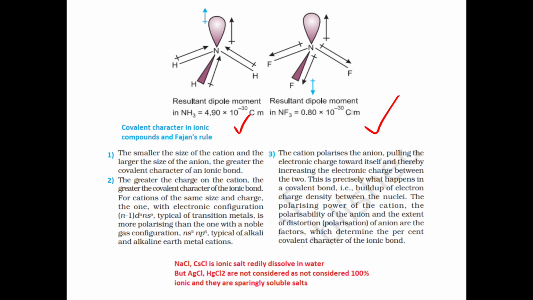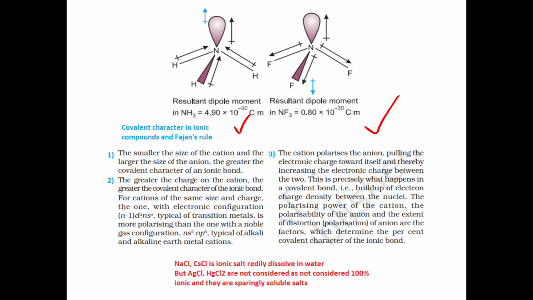one with the electronic configuration (n-1)d^n ns^0, typical of transition metals, is more polarizing than one with a noble gas configuration ns^2 np^6, typical of alkali and alkaline earth metals. The cation polarizes the anion, pulling the electronic charge towards itself, thereby increasing the electronic charge between the two. This is precisely what happens in a covalent bond.